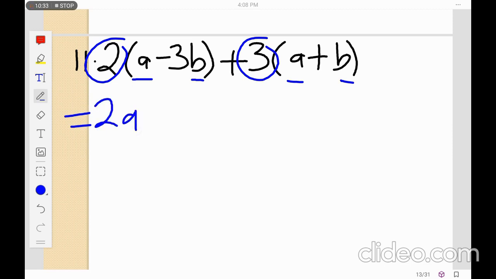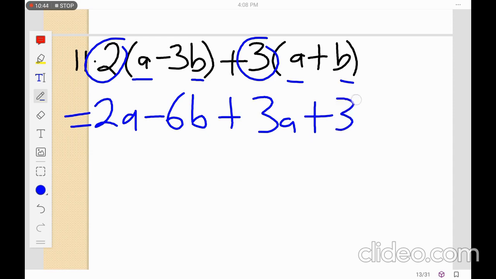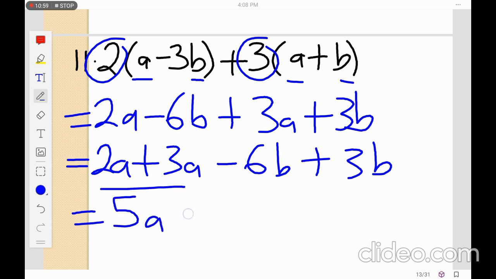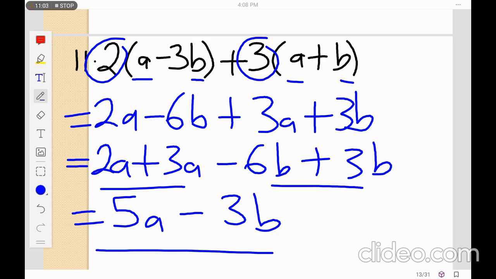2 times minus 3b, we get minus 6b. Plus 3 times a, we get 3a. Plus 3 times b, we get plus 3b. Okay, now taking similar terms, I've got 2a plus 3a. Then I've got minus 6b plus 3b. Simplifying that, we get 5a for this part, and we get minus 3b for this other part. So this becomes our final answer.